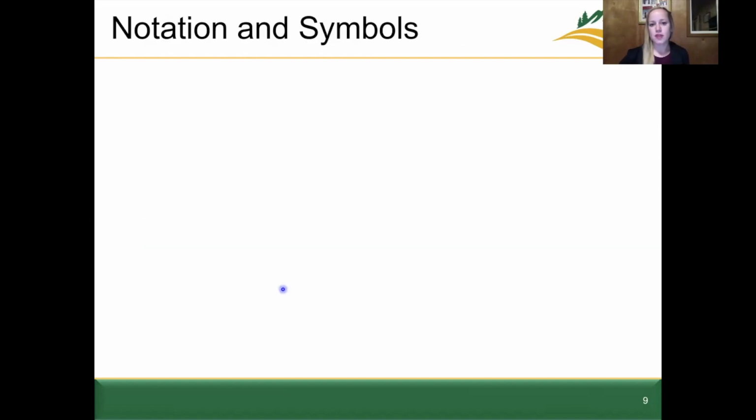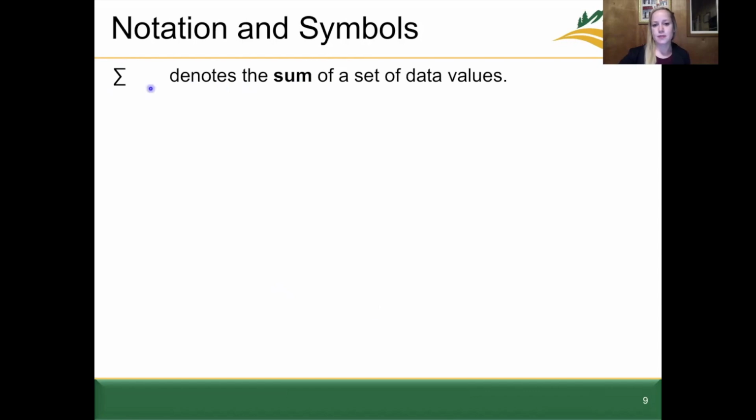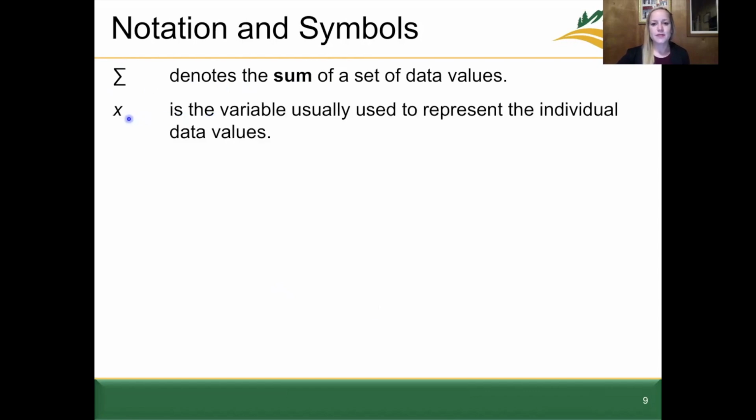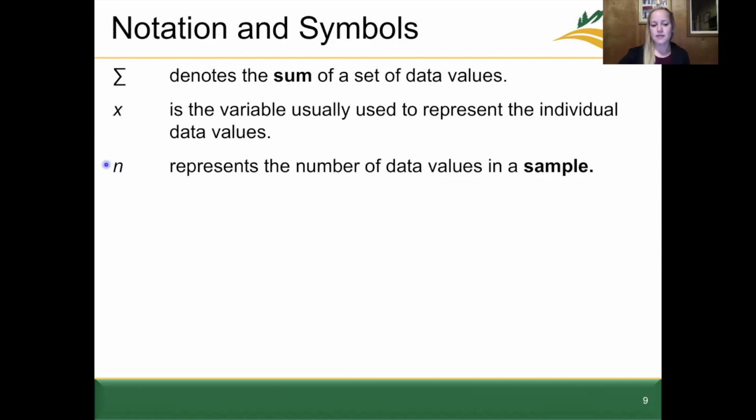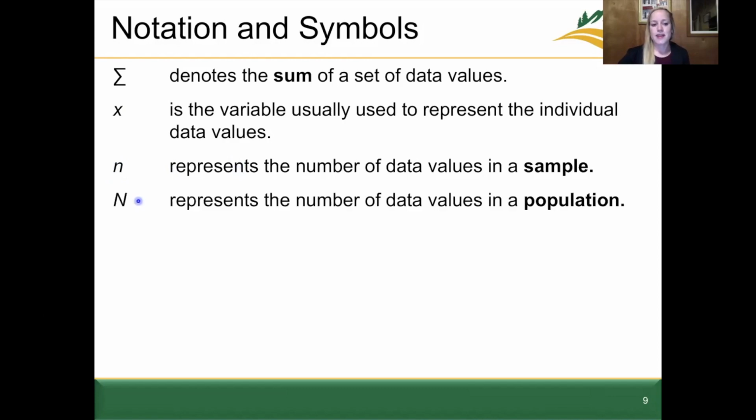Now let's go through some notations and symbols. This is sigma. It denotes the sum of a set of data values. So sigma or sum, summation. Next, we have x. This is the variable usually used to represent the individual data values. Now you've seen n before. This represents the number of data values in a sample. Whereas capital N, this represents the number of data values in a whole population. And if you need to go back to Chapter 1 to refresh yourself on sample versus population, go ahead and make a note to do that now.